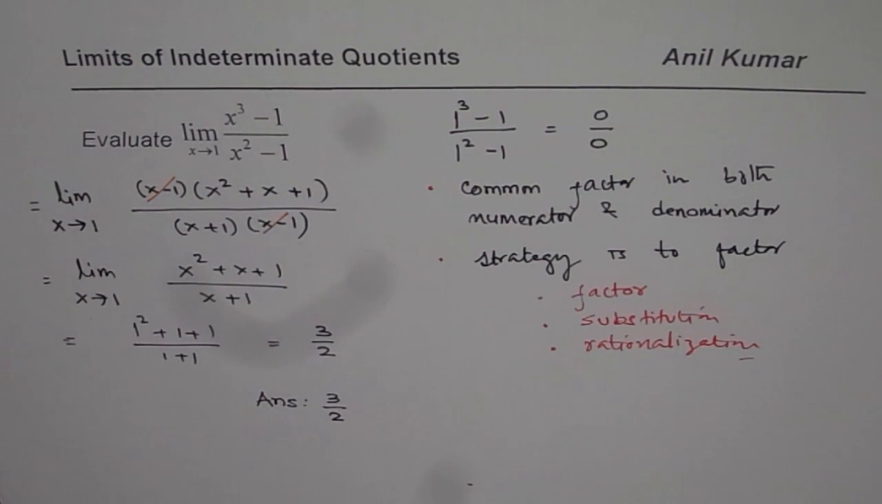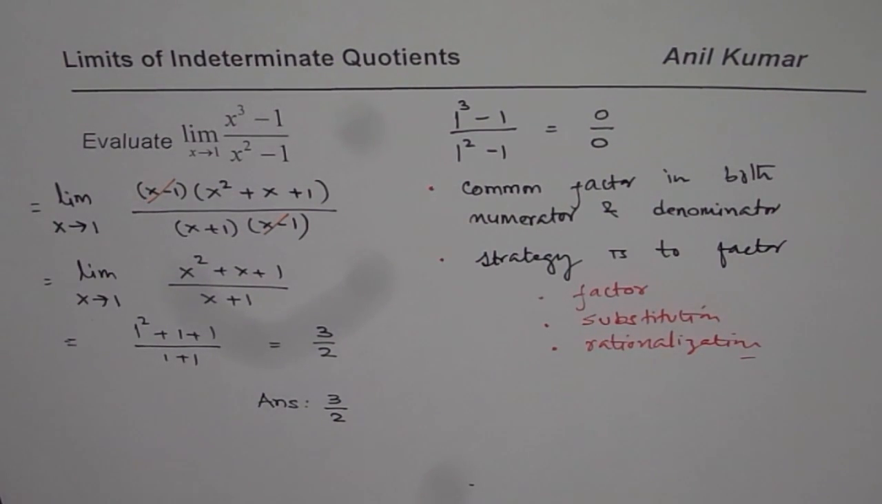I hope these simple steps help you to find limits of indeterminate quotients, especially when they are easy to factor. So whenever you can factor, this is the preferred strategy. Factor and solve if you can. If not, we'll see how substitution can help us. We'll see that in later videos.